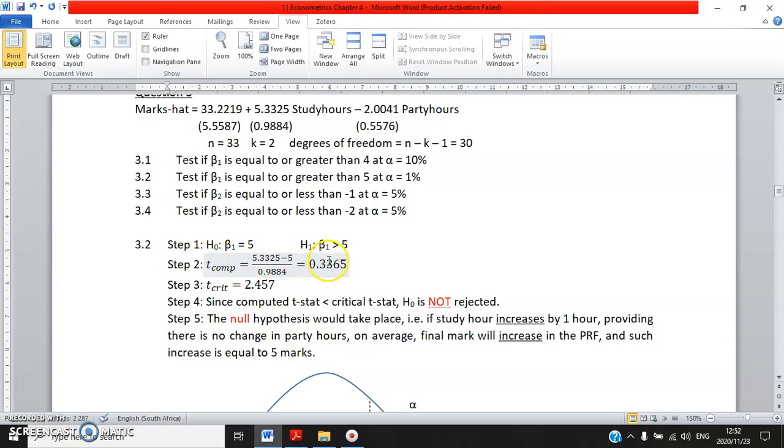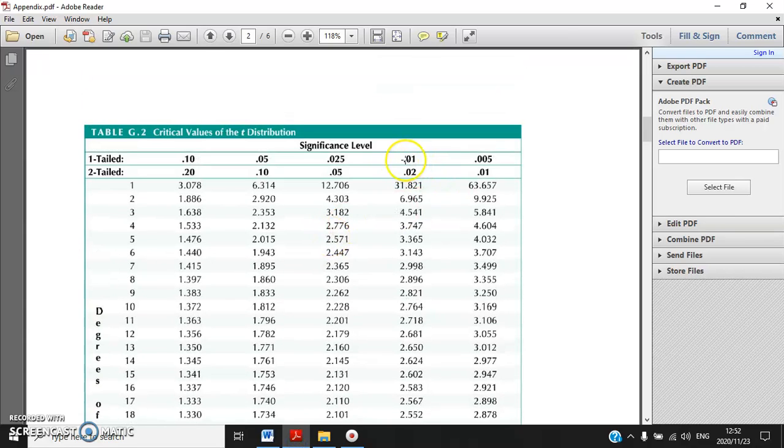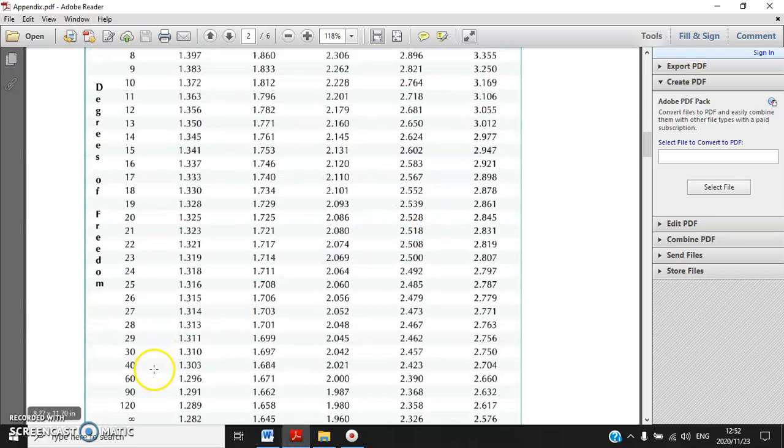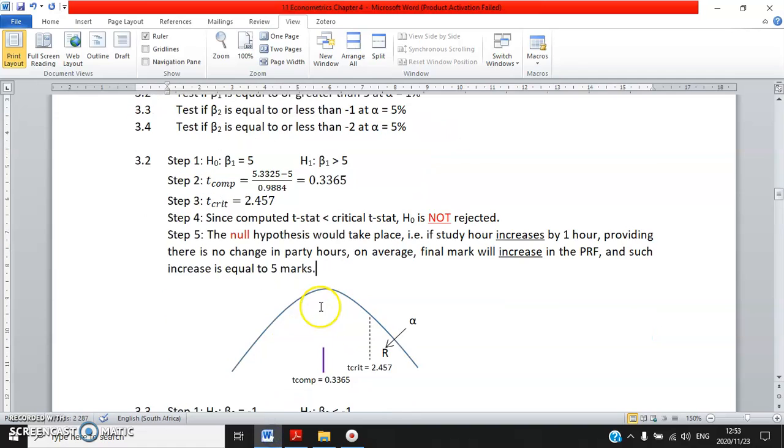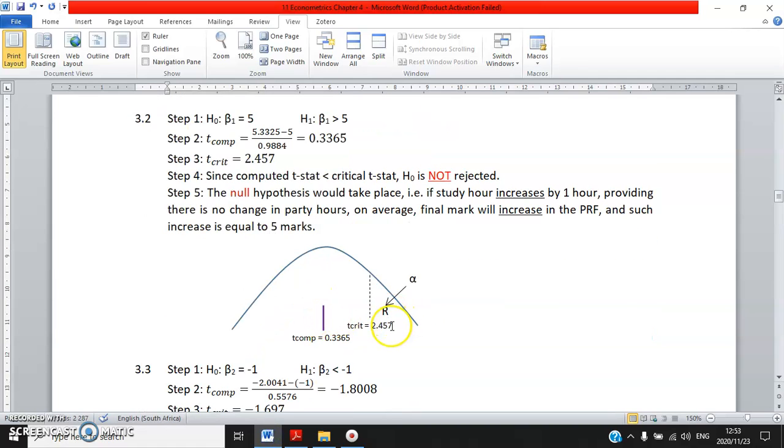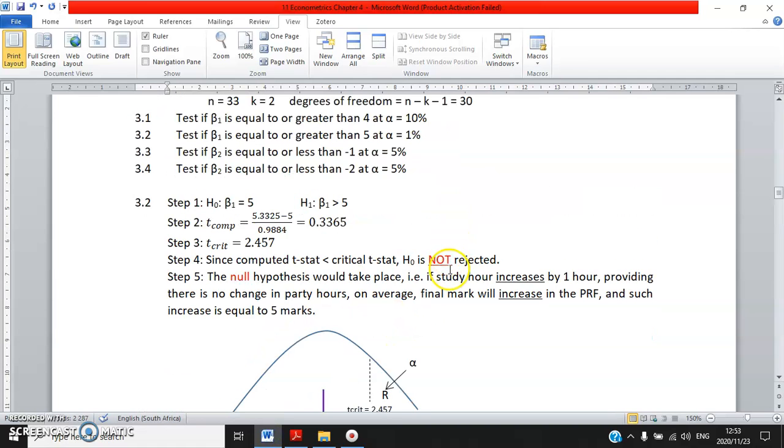Okay, computed t-stat, you should be fine. Critical t-stat, remember I changed the alpha to 1%. Degrees of freedom is 30, so 2.457. Clearly the computed t-stat is smaller than the critical t-stat, therefore the null hypothesis is not rejected.